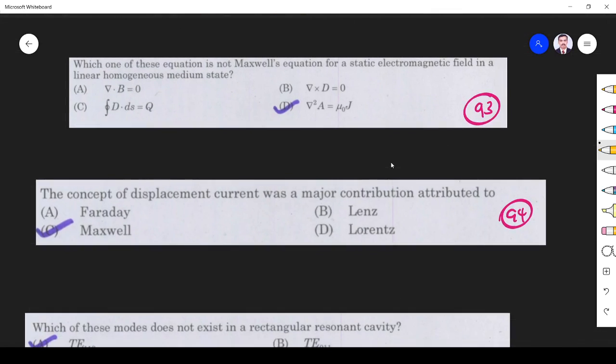Next one, question 93. Which one of these equations is not Maxwell's equation for static electromagnetic field? Del dot B is 0, Gauss law for magnetic field. Okay, D dot dS is equal to Q, Gauss law for electric field. Del cross E is equal to 0, that is also okay. Del squared A is mu naught J. This is not Maxwell's equation. This is Poisson's equation for magnetic field. It is minus mu J that will come, please remember. So this is the wrong answer.